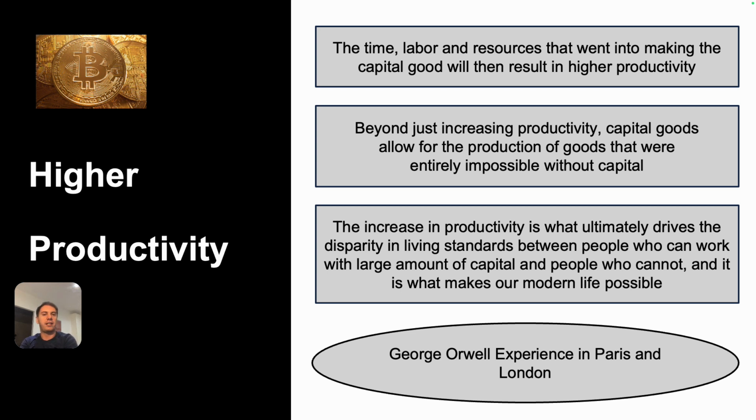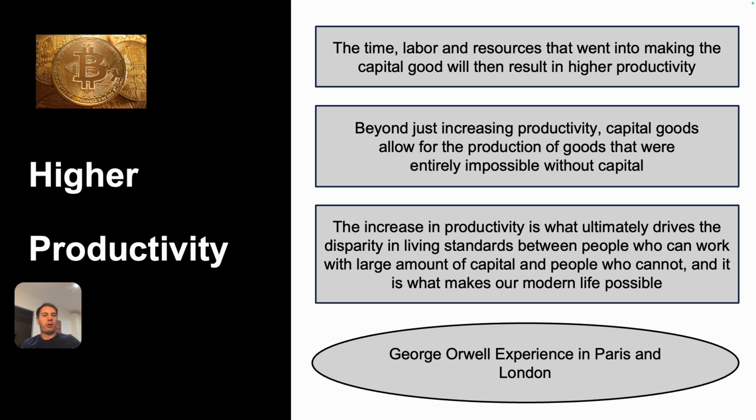Humans are able to take nature's given resources, combine them with their labor, and over time produce capital goods as an output. The time, labor, and resources that went into making the capital good will then result in higher productivity. Producing using capital goods can be thought of as producing with the aid of the labor, nature, and time that went into making the capital good. This results in an increase in productivity, allowing the production of one unit of the final output to take less time than it would have taken without capital.